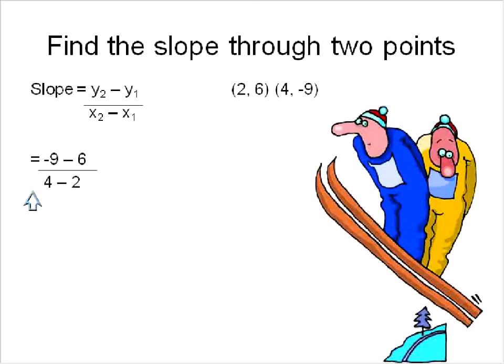All right, and when we do this, negative 9 minus 6 will give us negative 15, and 4 minus 2 gives us a positive 2. Negative 15 over 2 is going to be our final slope. We can't reduce that fraction down any further. So it's a negative slope of 15 over 2. So that's our final slope, negative 15 over 2.